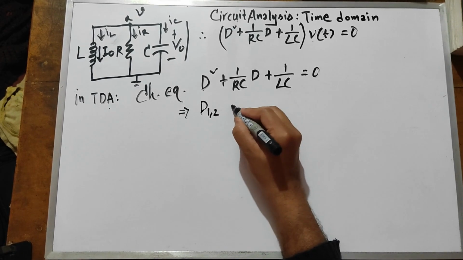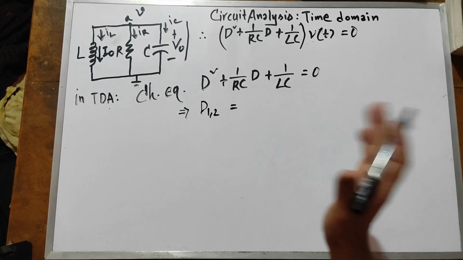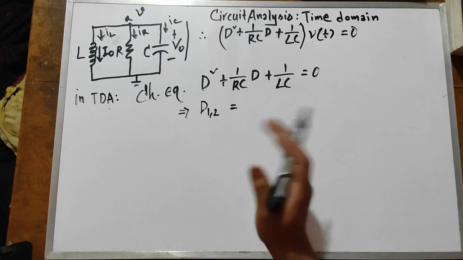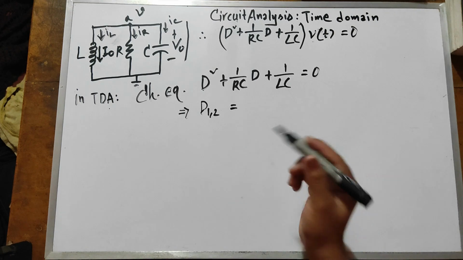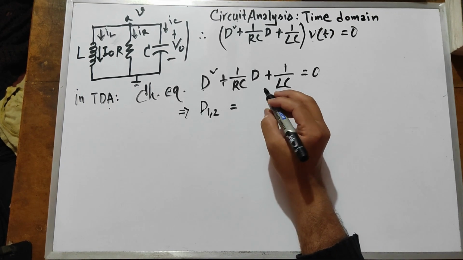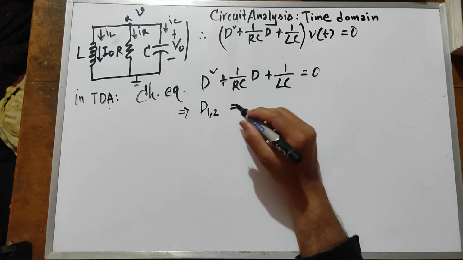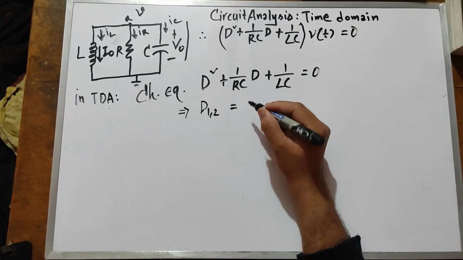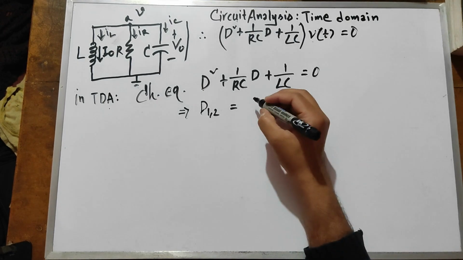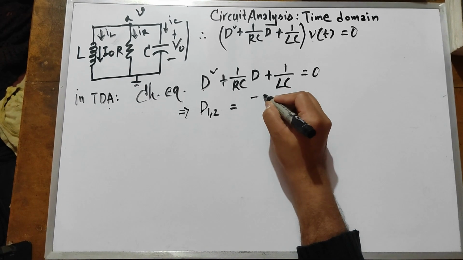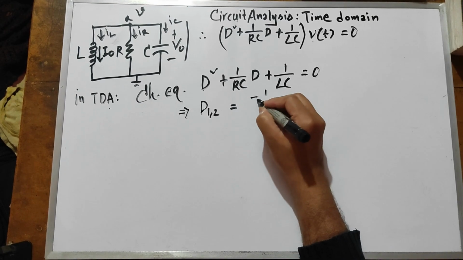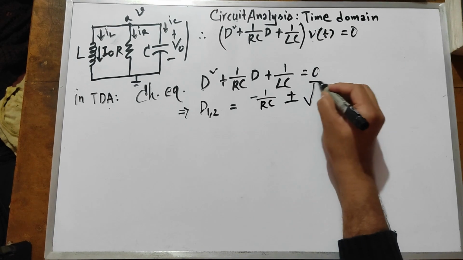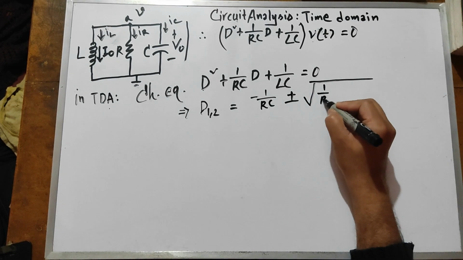D1 2. So as I did before, I'm going to apply the formula here also, as I did in my series RLC source-free response video. So by the formula, minus b, which is 1 by RC, so minus 1 by RC plus minus root over 1 by RC.